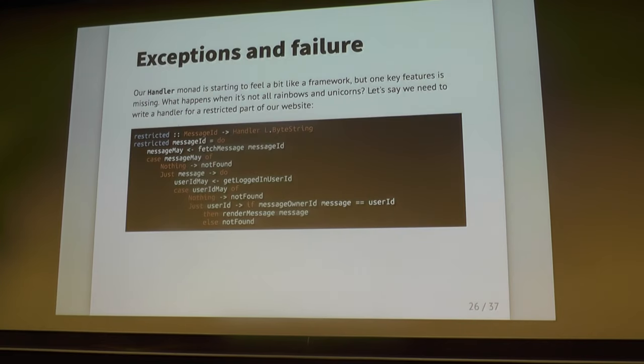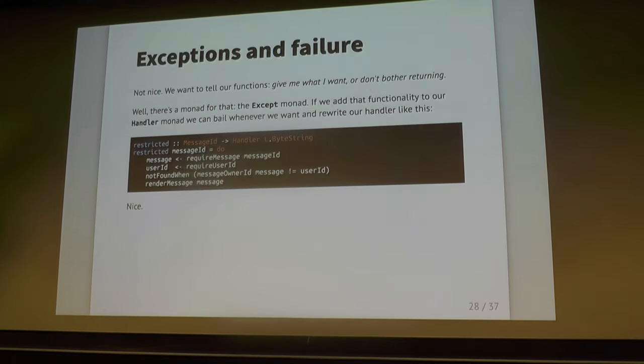So that's not very nice. We don't want this staggering of things, and it gets messy when it gets complicated and so on. So what can we do? We kind of want to say, give me what I want, or don't bother coming back. I'm not interested if you fail, I have nothing to do here. So there's a monad for that. It's called the accept monad. Nowadays, it used to be called error, which will allow us to do exactly that.